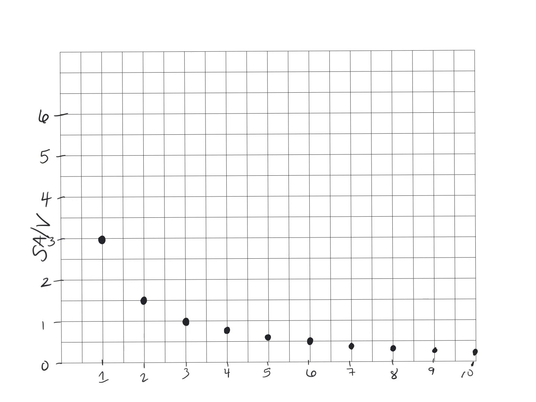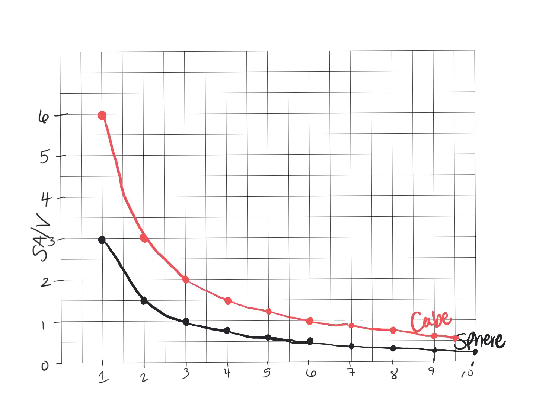And so when you look at the line that we would make from this graph, it would look something like this. And again, this is the data for the sphere. So now I'm going to do the same thing for a cube. And I'm going to use my data from the previous page. So those are my dots, and I'm going to do the same thing. I'm going to connect the lines. And that's the graph for the cube shape.